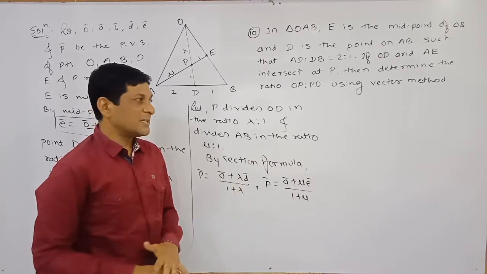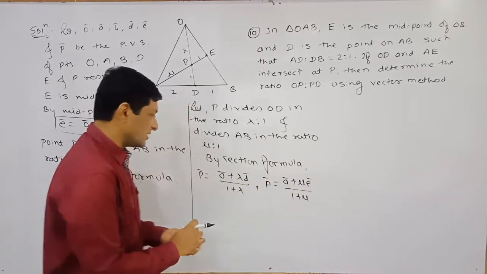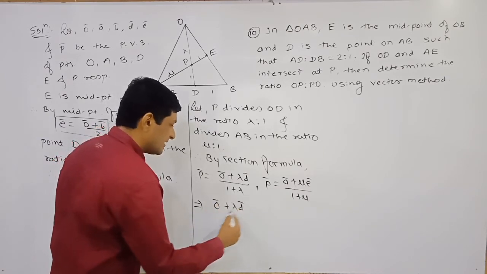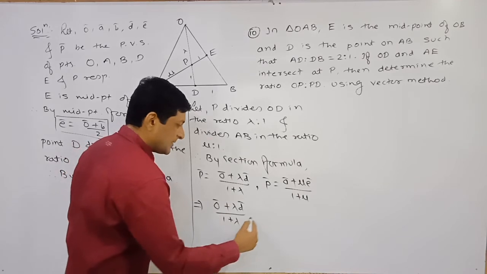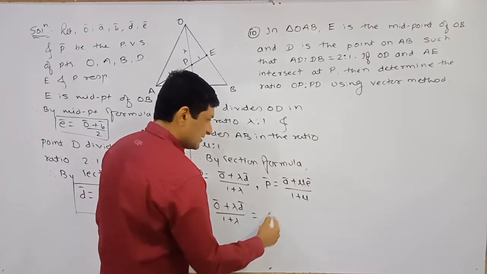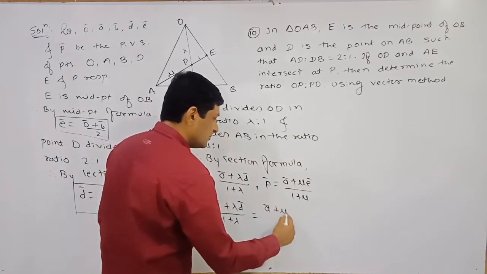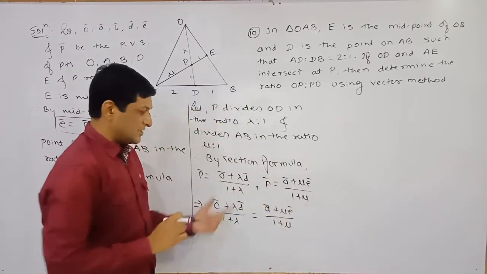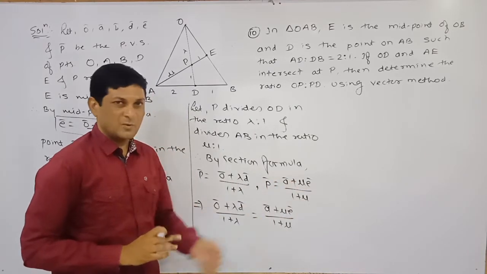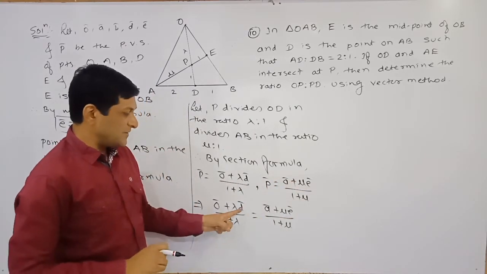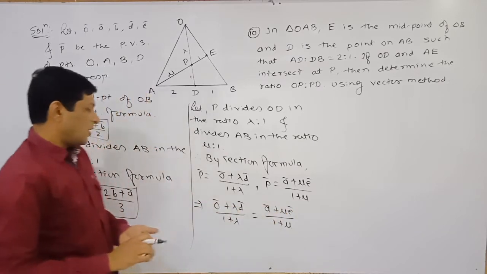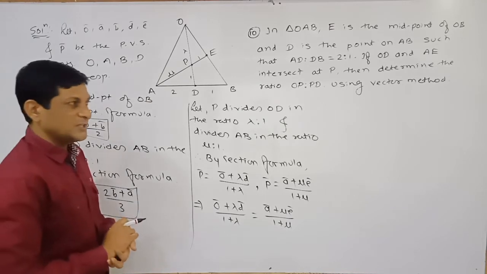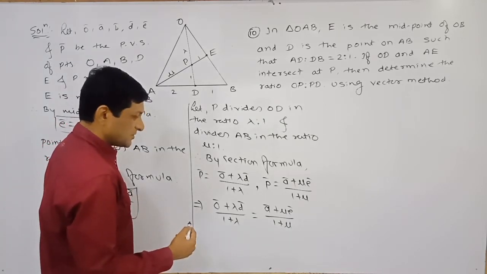If left hand sides are equal, we can say that these right hand sides are also equal, which implies that O bar plus lambda D bar divided by 1 plus lambda is equal to A bar plus mu E bar upon 1 plus mu. Since here left hand sides are equal, that's why we are saying that these right hand sides are also equal. Now we are substituting the values of D bar and E bar. Already the values of D bar and E bar are known to us. Just simply we are substituting these values. Let us see what we will get.